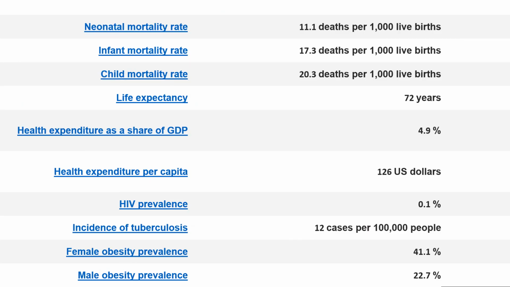Neonatal mortality rate is 11 deaths per 1,000 live births. Infant mortality rate is 17 deaths per 1,000 live births. Child mortality rate is 20 deaths per 1,000 live births. Life expectancy is 72 years. Health expenditure as a share of GDP is about 5%. Health expenditure per capita is 126 US dollars. HIV prevalence is 0.1%. Incidence of TB is 12 cases per 1,000 people. Female obesity prevalence is 41%. Male obesity prevalence is 22.7%.